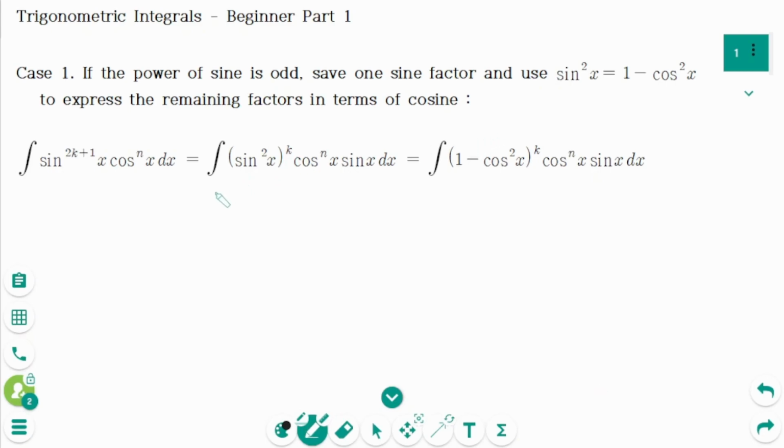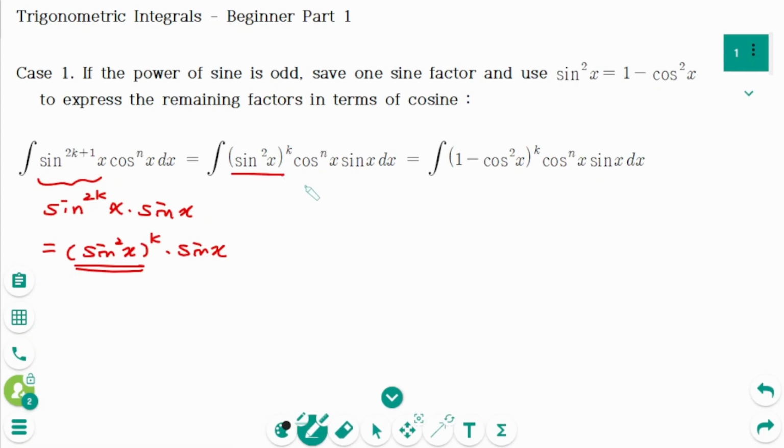Case 1. If the power of sine is odd, we can rewrite sine to the power of 2k x as sine to the power of 2k x times sine x, which equals sine squared x to the power of k times sine x. Then this part stays, then sine x, this part is saved for du. The reason we formed the du by saving one sine factor is that we will use the power rule of u equals cosine of x.